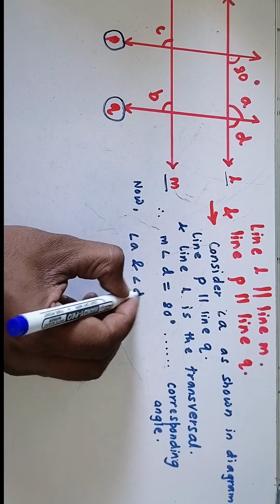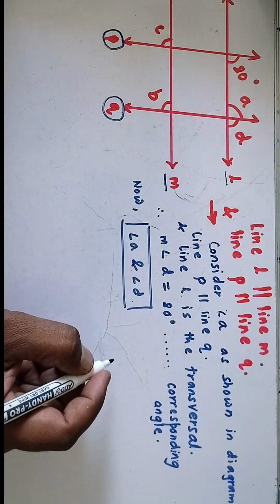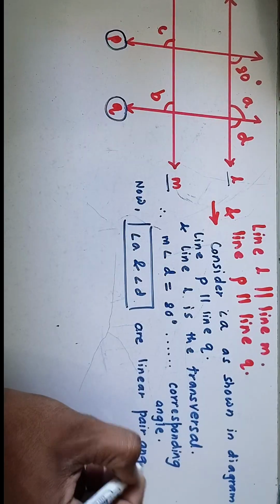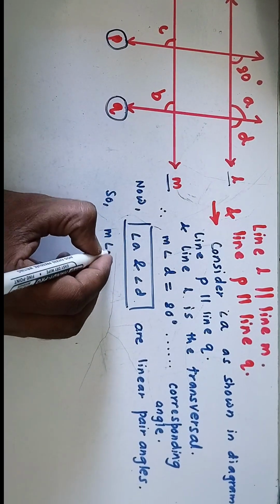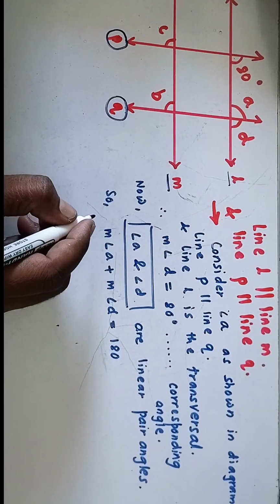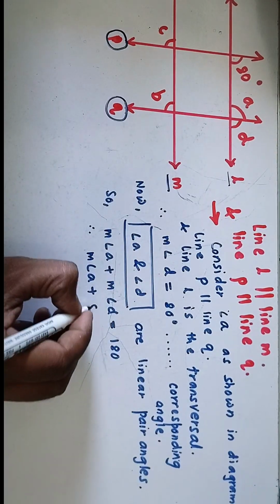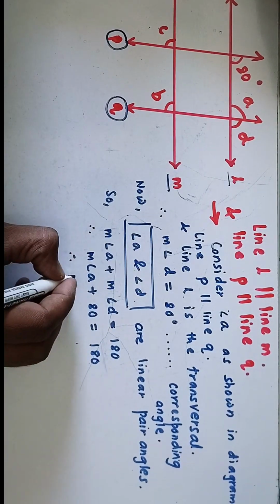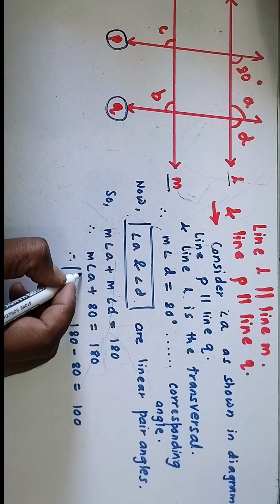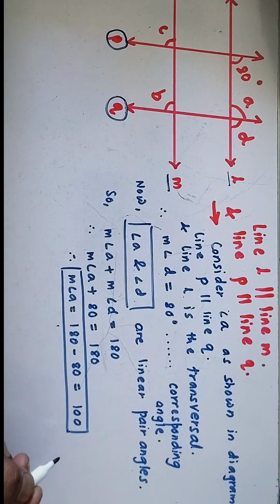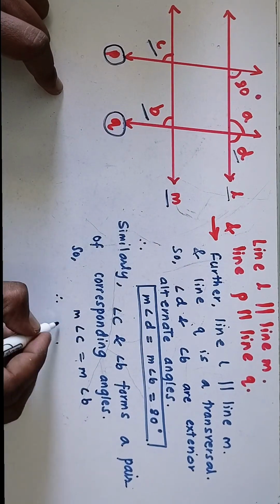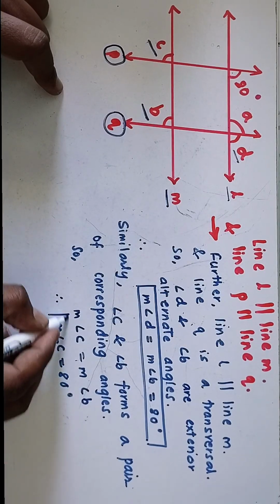Now angle A and angle D, these two angles, are linear pair angles. So measure of angle A plus measure of angle D is equal to 180. Measure of angle A plus measure of angle D, 80, is equal to 180. So measure of angle A is equal to 180 minus 80 equal to 100. Angle C is exactly equal to measure of angle B, that is measure of angle C equal to 80 degree.